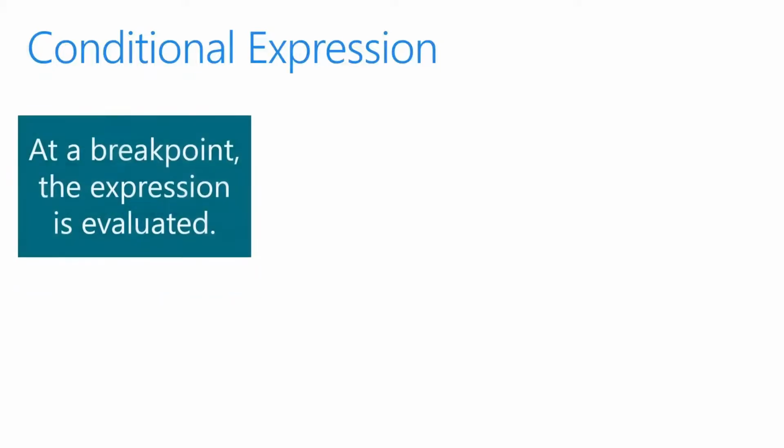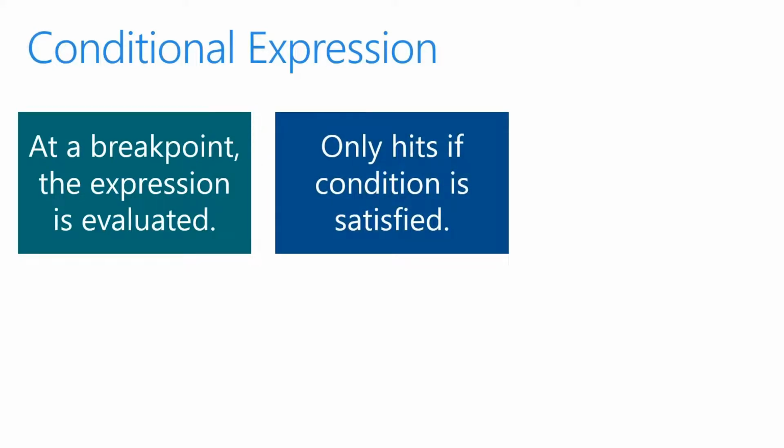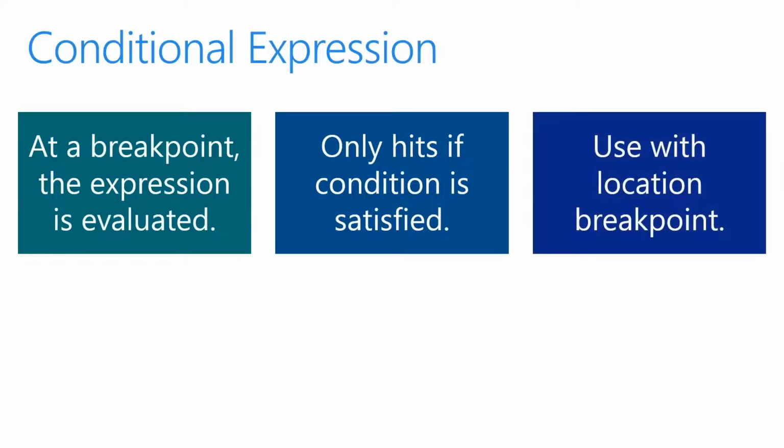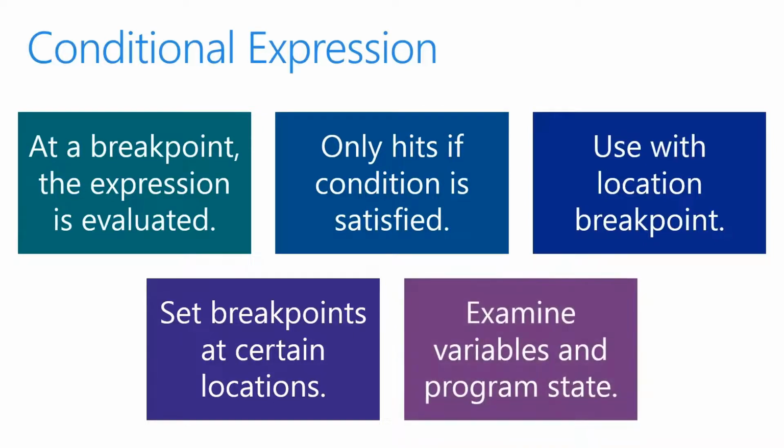A condition is an expression that determines whether a breakpoint is hit or skipped. When the debugger reaches the breakpoint, it will evaluate the condition. The breakpoint will be hit only if the condition is satisfied. You can use a condition with a location breakpoint to stop at a specified location only when a certain condition is true. For example, you may be debugging a banking program where the account balance is never allowed to go below 0. You might set breakpoints at certain locations in code and attach a condition such as the balance is less than 0 to each one. When you run the program, execution will break at those locations only when the balance is less than 0. You can also examine variables in program state at the first breakpoint location, and then continue execution to the second breakpoint location, and so on.